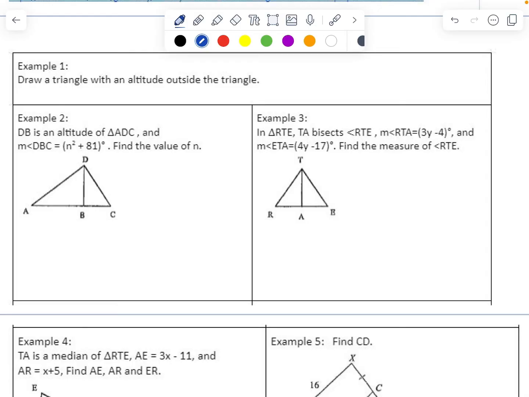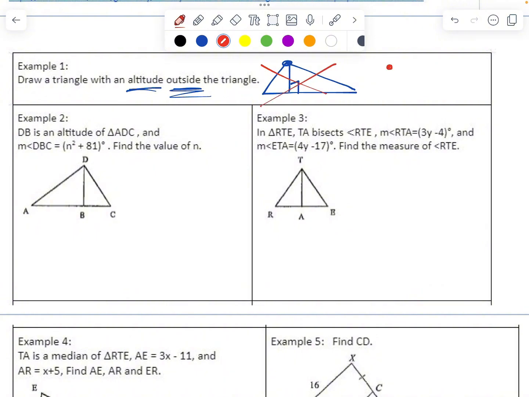Example number 1 says to draw a triangle with an altitude outside of the triangle. So in our note, the altitude picture that we were given looks kind of like this. So when we start off at this top vertex and we drop our altitude, altitude is like the height. So you're going straight down to the ground. So we are making that right angle with the opposite side. So this altitude is not outside of the triangle. So we're going to have to draw again.